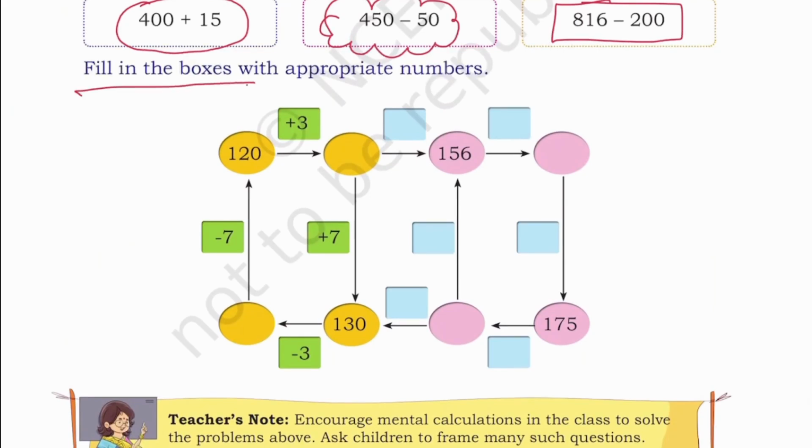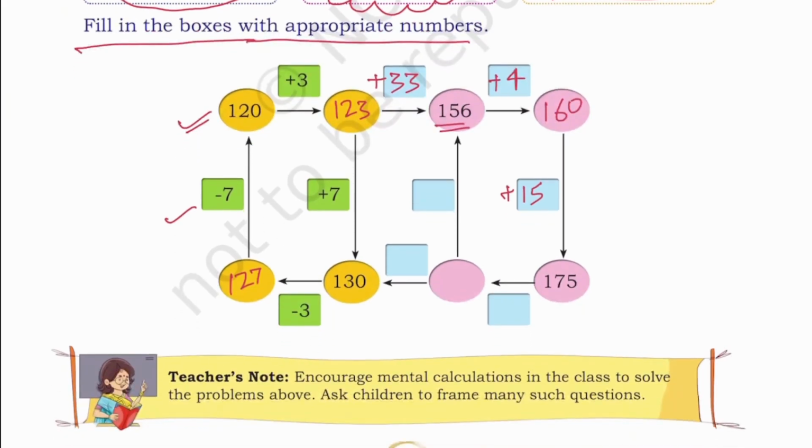Fill in the boxes with appropriate numbers. For example, 127 subtracted 7 will give you 120. 3 added to it, 123, and 33 added to it will give you 156. Then if 4 is added to it, you will get 160. Then 15 added to it, you will get 175. 5 subtracted from it, you will get 170.